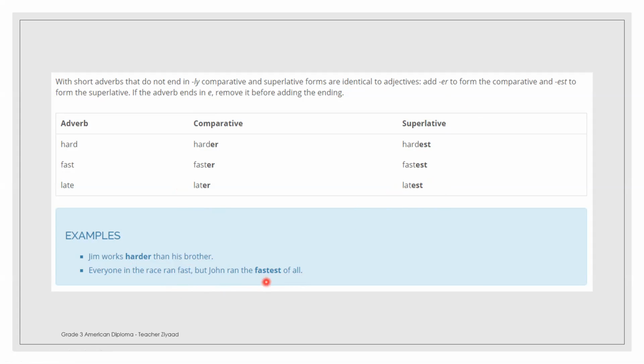So John is being compared to everyone else. So that is three or more, so we make use of the superlative form. It is exactly the same for short adverbs as for adjectives: you add an ER for the comparative and an EST for the superlative. So that rule remains exactly the same for adjectives as well as adverbs.